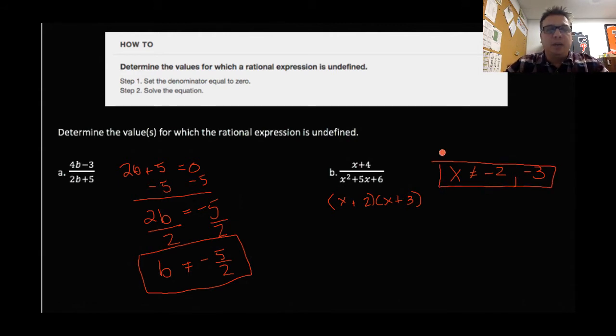All right, so when trying to determine what values the expression is undefined, I set the denominator equal to 0, I solve, and those are the values that it is not allowed to be.